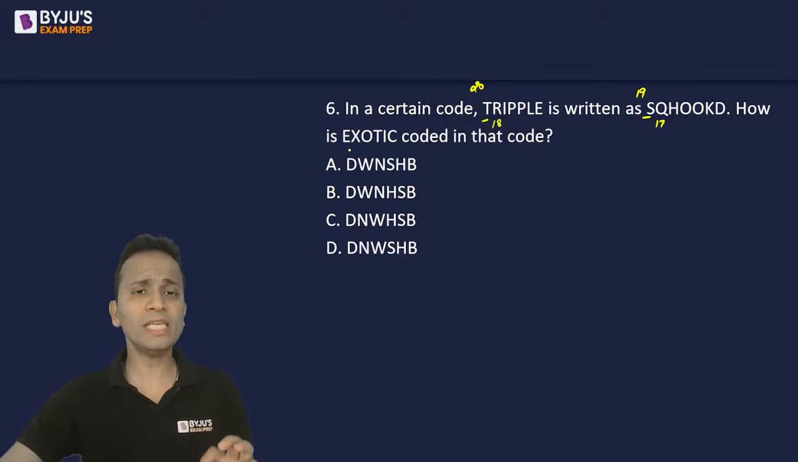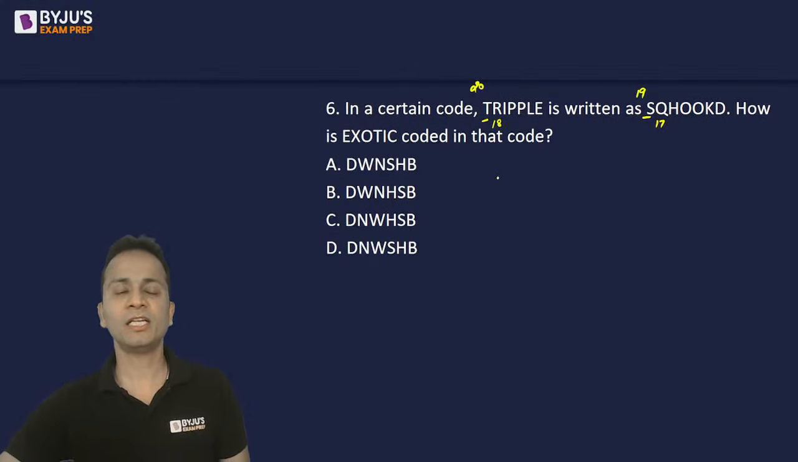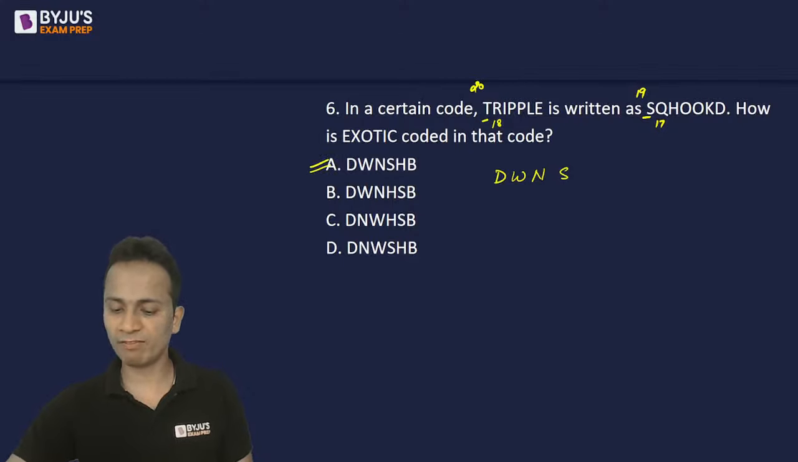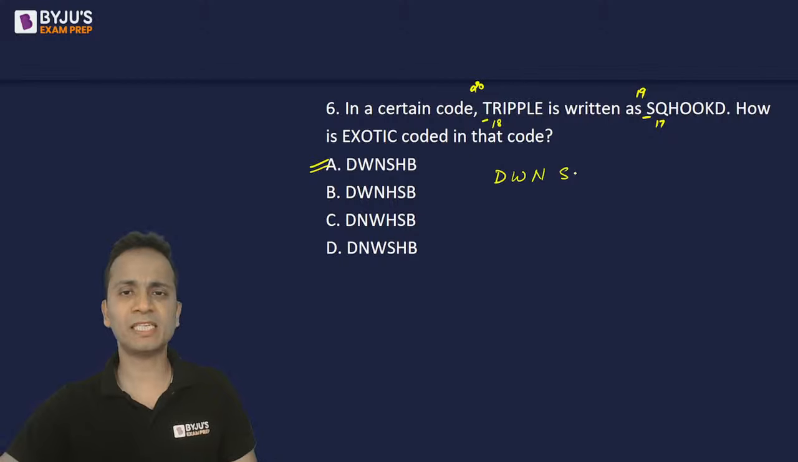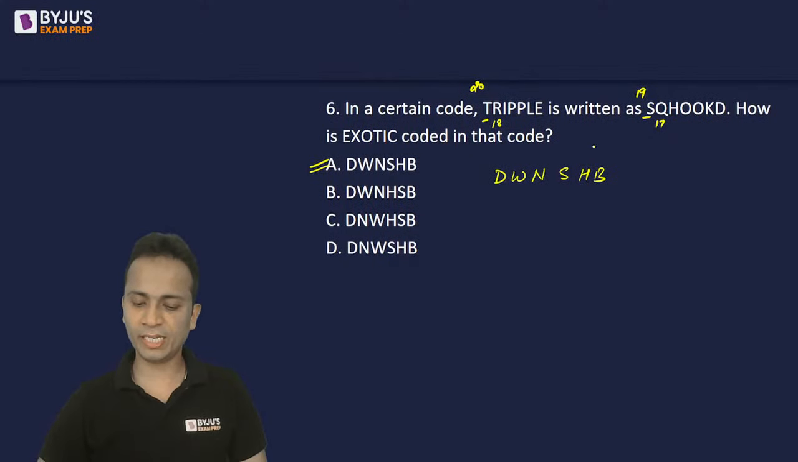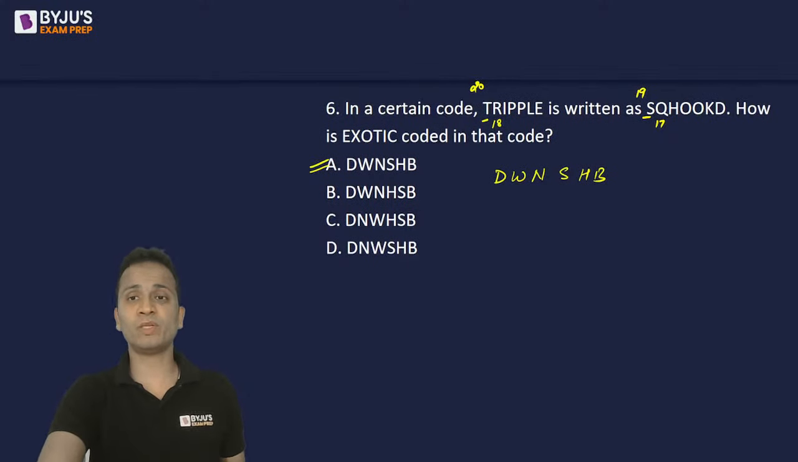Now for all these alphabets, they are writing the previous alphabet in the code. So for EXOTIC, we just have to pick up the previous alphabet in every case. E minus 1 is D, X minus 1 is W, O minus 1 is N, so D W N, T minus 1 is S, so D W N S. I already have the answer, option A. So option A should be the correct answer. Completing D W N S, it will be H B. So option A, yes, it is the correct answer. Simple question. Minus 1, minus 1, minus 1 has happened with every alphabet.